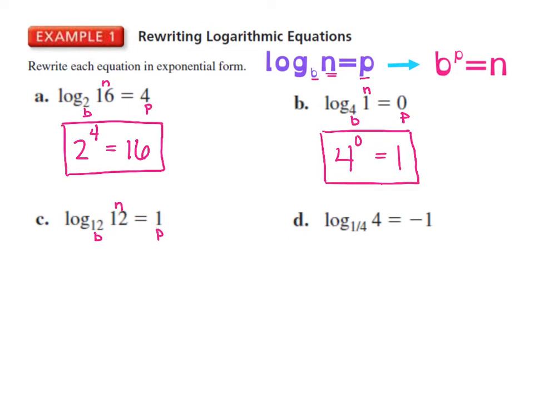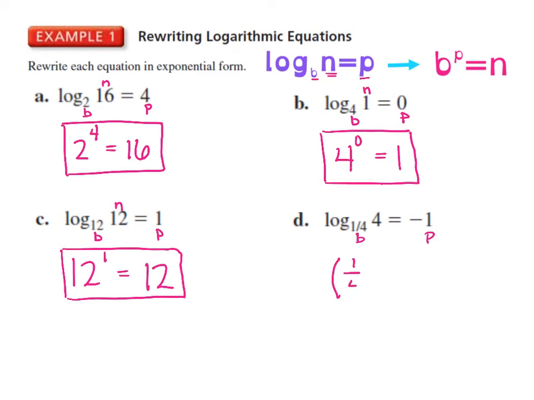Big thing is logarithms equal exponents or powers. So a logarithm is just an exponent. It's just a power. It's just a different way to write it. So 12 to the 1st power equals 12. I can always use a calculator to check if each of these things are true to make sure I wrote it correctly.